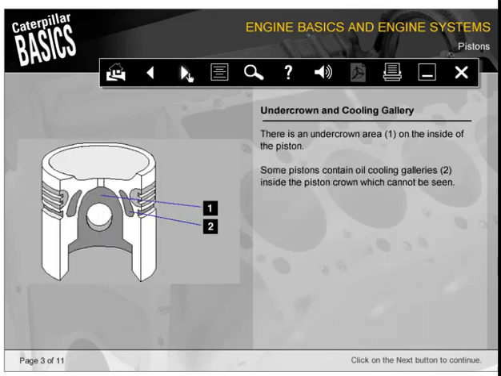Number 1 shows an undercrown area on the inside of the piston. Some pistons contain oil cooling galleries inside the piston crown, which cannot be seen, shown here as number 2.